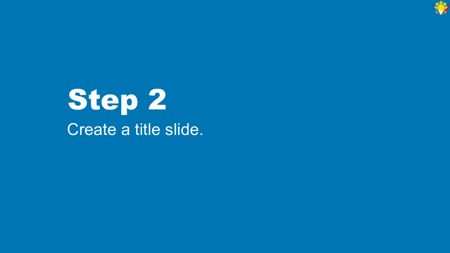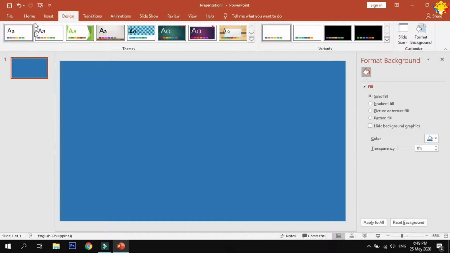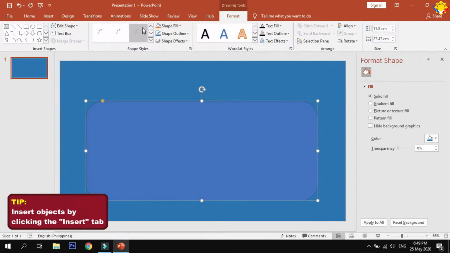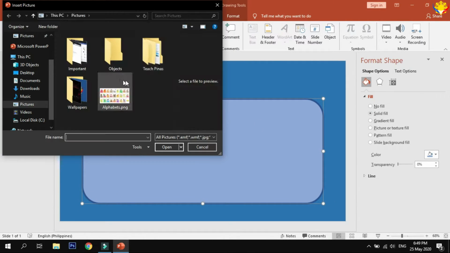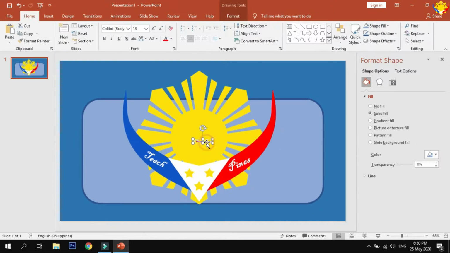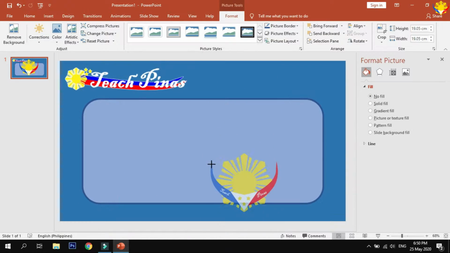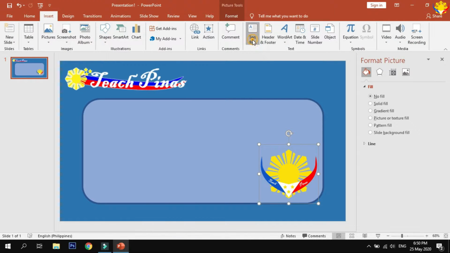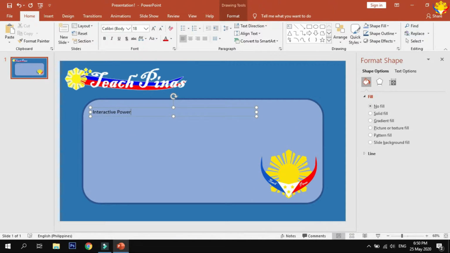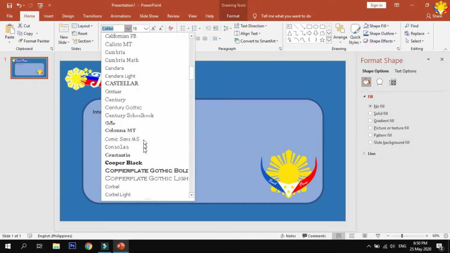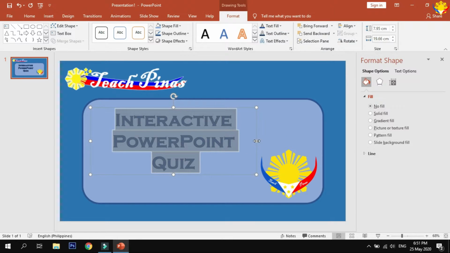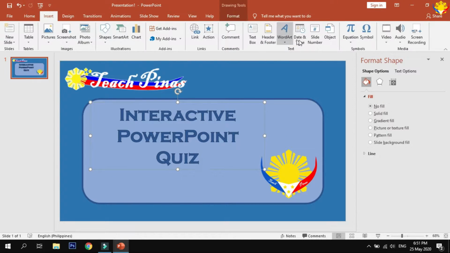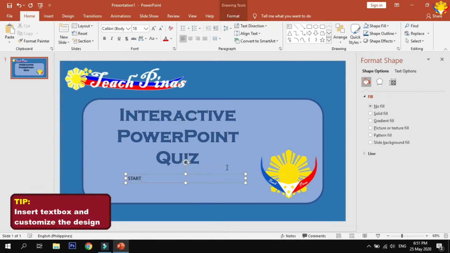Step 2. Create your own title slide. You can use the default designs, or you can also make your own by inserting shapes, images, and texts. Create Start button.